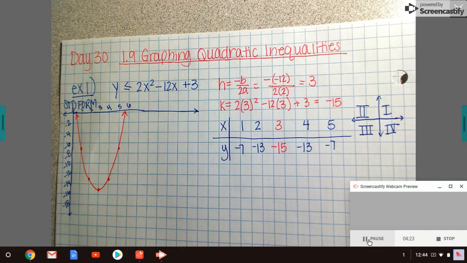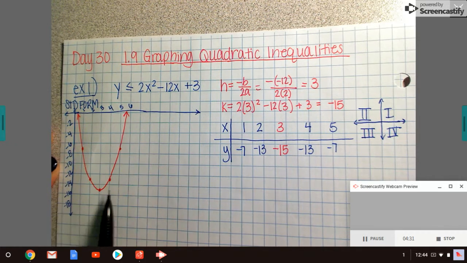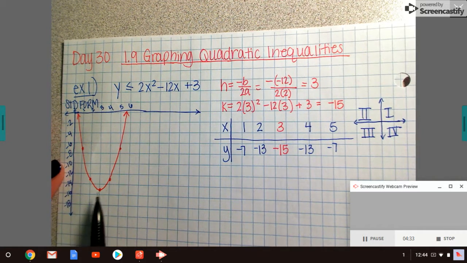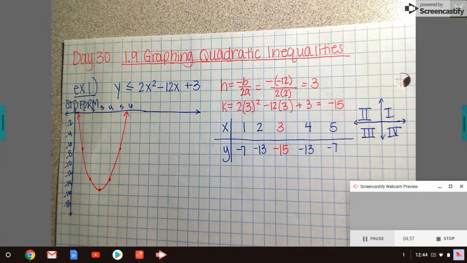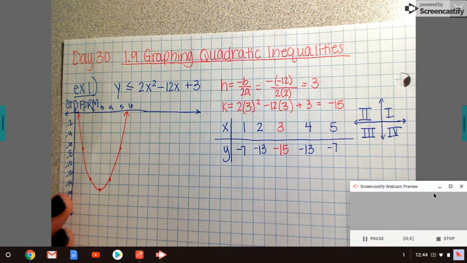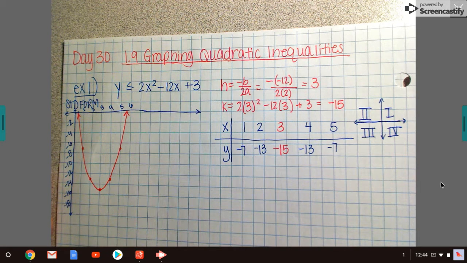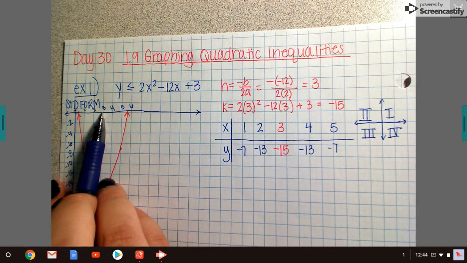All right, so here's what mine looks like. Hopefully yours looks similar. From here, the only thing that we need to do that's left is, let's see, we had a less than or equal to, so I do need a bold line, and I have that. And then I just want to check and see if I'm going to shade the inside or the outside. So to do that, let's check a point. It doesn't matter what point as long as it's not on your quadratic. So let's pick some point in the middle here. Maybe we check 3, 0. So let's check this point.